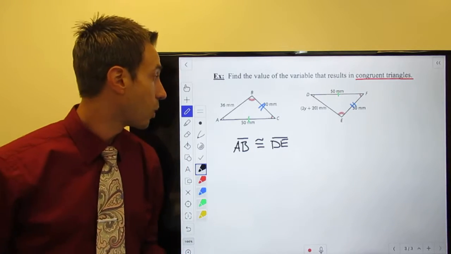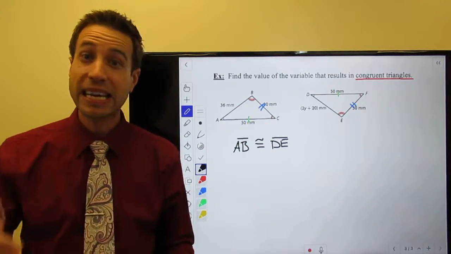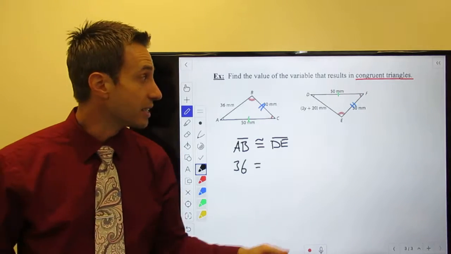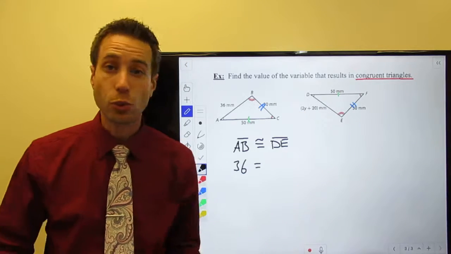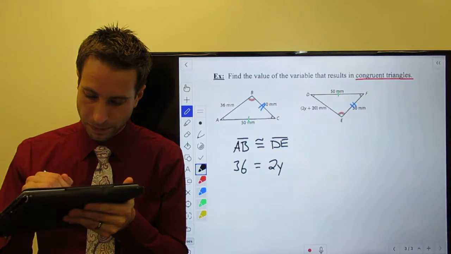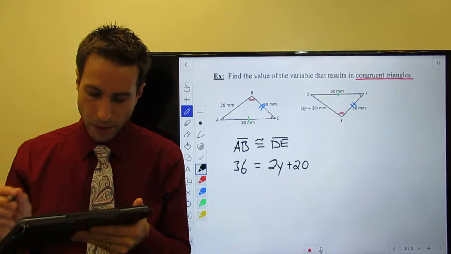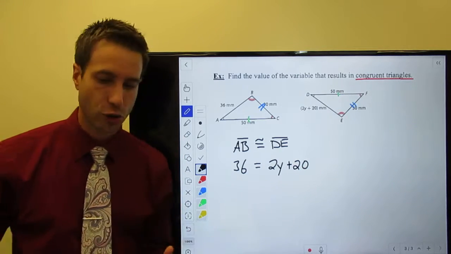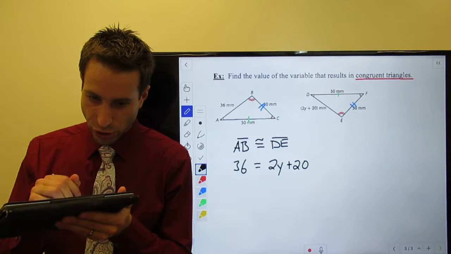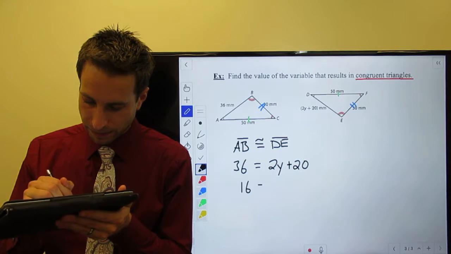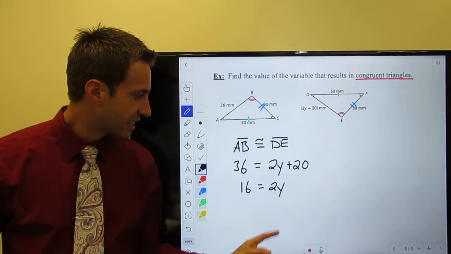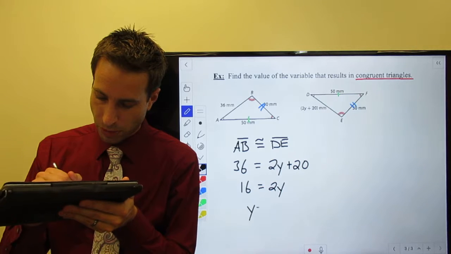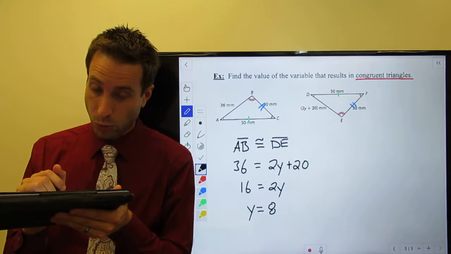Well, let's go ahead and plug in what we know. I know that side AB is 36 millimeters. I know that side DE is 2y plus 20. Well, let's go ahead and solve for y. In order to do that, I think I'll subtract 20 from both sides, which is going to give me 16. Okay. To get that y by itself, I'll have to divide both sides by 2, which means that y is going to be equal to 8.